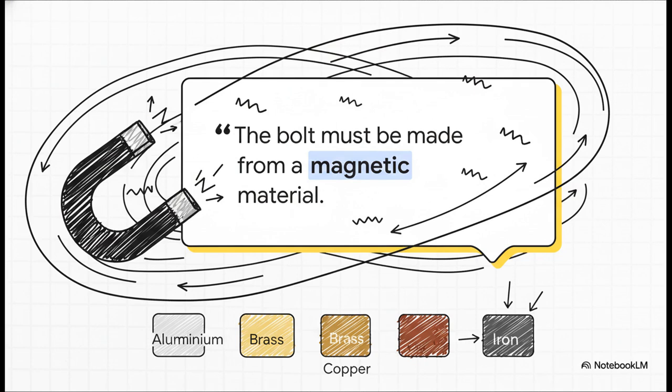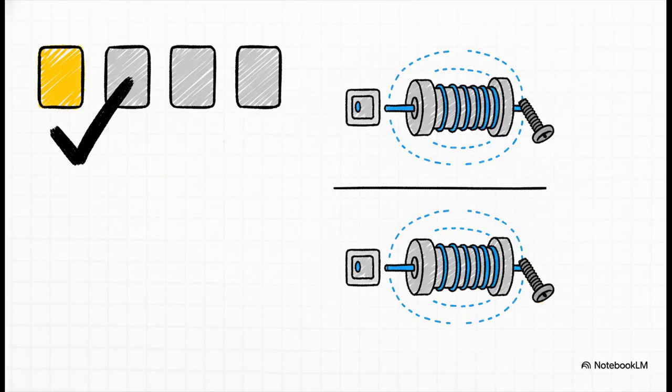Question 4.3 asks what the bolt should be made of. The choices are aluminum, brass, copper, and iron. The key here is we need something that's going to be strongly attracted to a magnet. And the answer has to be iron.